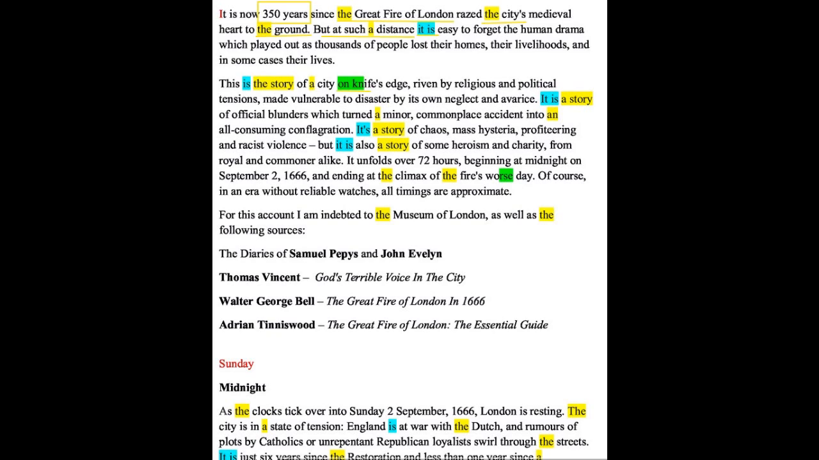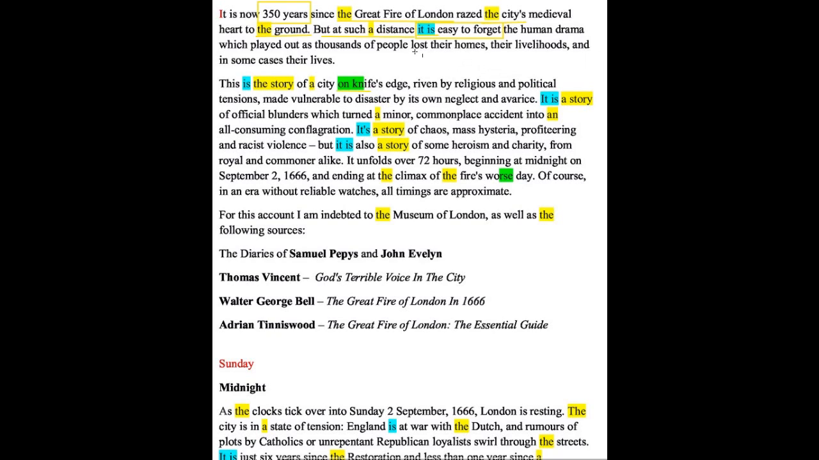And here we are referring to, it is easy to forget at such a distance the human drama which played out as thousands of people lost their homes. And so this it is, like there is and like I have, is very often used to introduce an existential clause, which is basically a description of what exists. It introduces a noun, and so we will always find that noun with an indefinite article. It's easy to forget the human drama at such a distance.